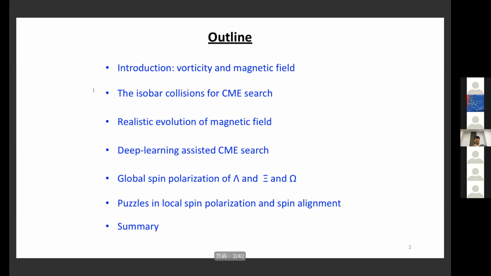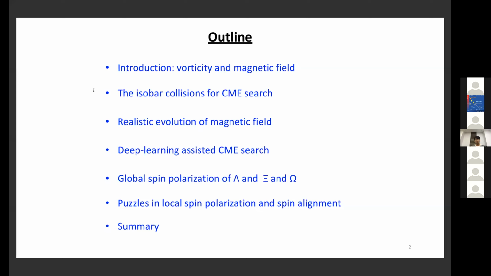This is the outline of my talk. So first, I will give an introduction about the vorticity and the magnetic field in heavy-ion collisions. Then I will first focus on the CME search in heavy-ion collisions, and also what would be the important theoretical approach to understand the CME in heavy-ion collisions. In that aspect, we need to understand the realistic evolution of the magnetic field.